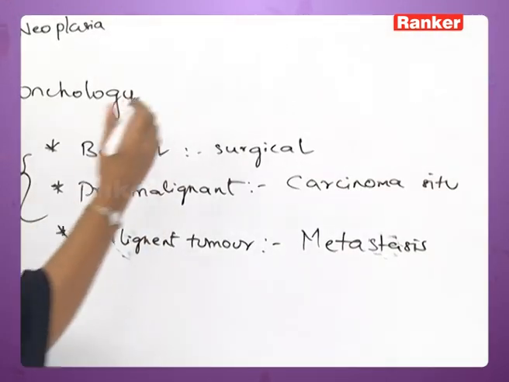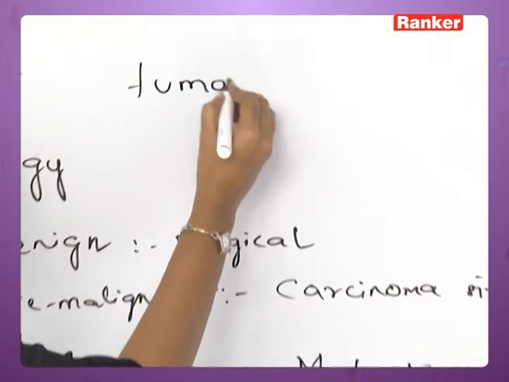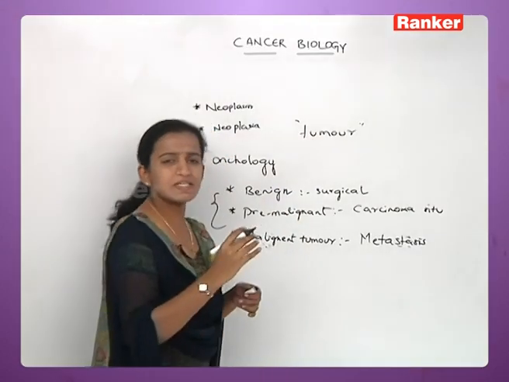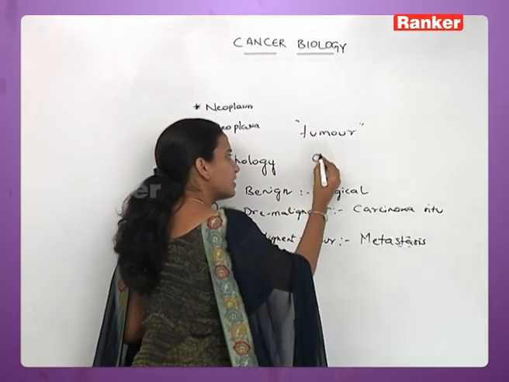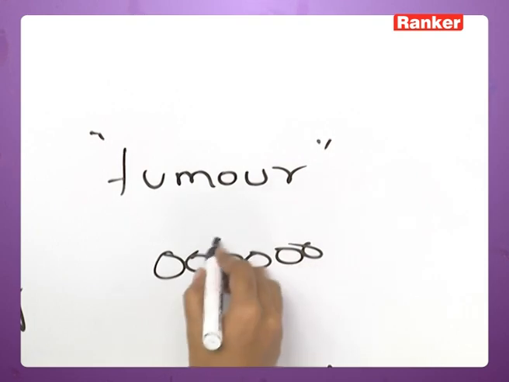Now a tumor is actually a kind of tremendous cell growth. That means a cell is going to divide continuously.